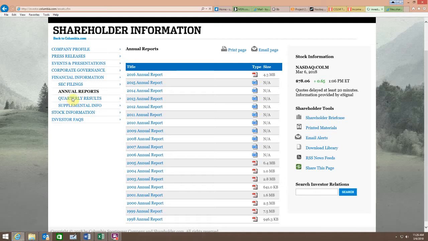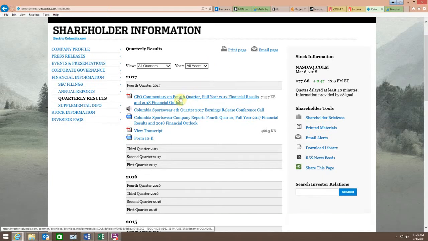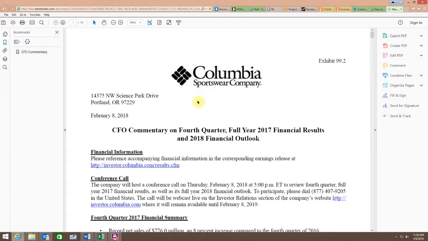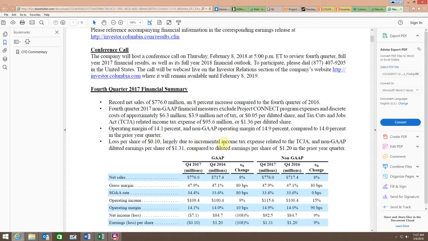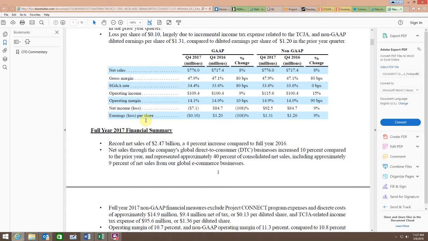But if I looked at these quarterly results, okay, for their fourth quarter, full year financial results, that's their CFO commentary, and the Columbia Sportswear, I may want to just take a look at this, right? Because it may tell me then what happened there. And so I can click on this and get some more information, right? Here's record sales, loss per share, largely due to incremental income tax expense related to TCJA. I don't know what TCJA is, so I might have to even look that up.